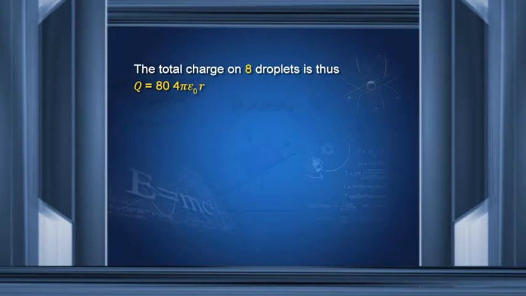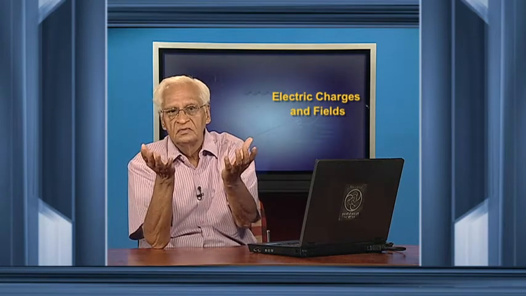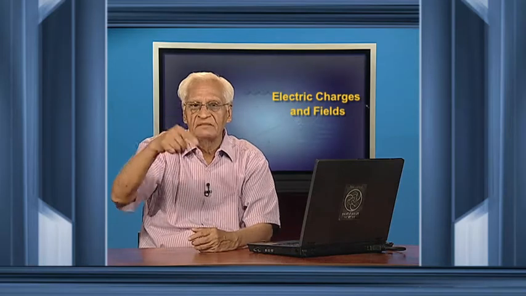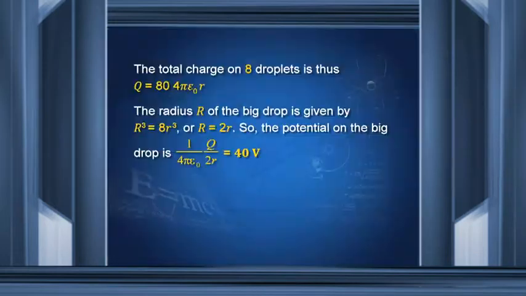The radius R, if I merge the small droplets into a big drop, what has happened? The volume of the small balls is 8 times 4 pi by 3 small r cubed. The volume of the large ball is 4 pi by 3 R cubed. If I equate the two, we get capital R equal to 2 r, that is the large ball has a radius which is equal to twice the radius of the small droplet. So, the potential on the big drop is 1 by 4 pi epsilon 0 capital Q by 2 r. Substitute the value of Q and you will get the result.